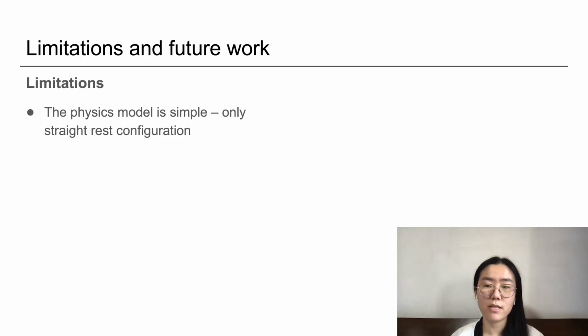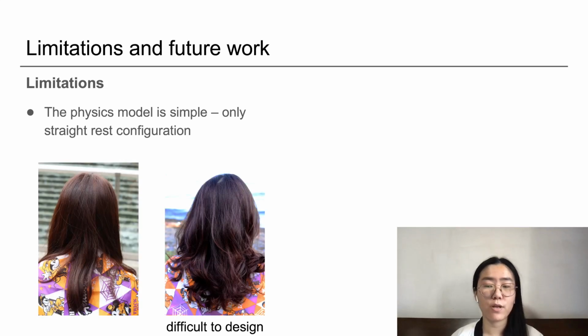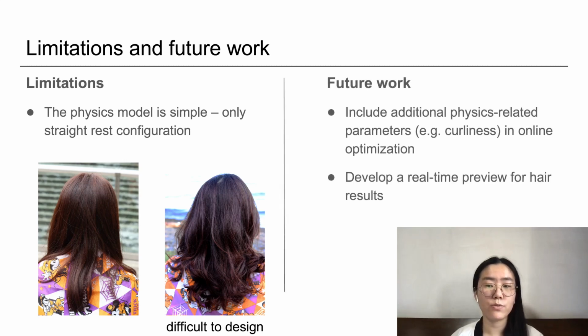For the limitation, our physics model is simple, only with a straight rest configuration. Users can make straight hair easily, but curly hair is difficult to design. In the future, we plan to include additional physics-related parameters such as curvedness in online optimization and develop a real-time preview for hair results, not only guide hairs.